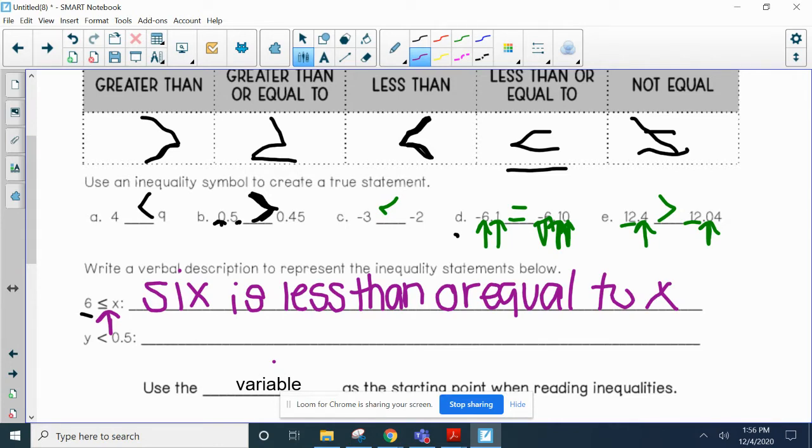All right, so what if I read it backwards? I could say 6 is less than or equal to x because that's what it says. But another way to write that is, what if I had x? Well, x has the big side, so x is bigger, is greater than or equal to 6.